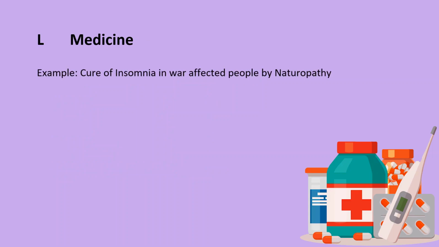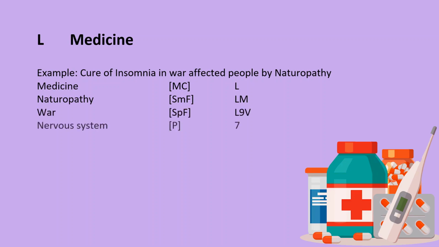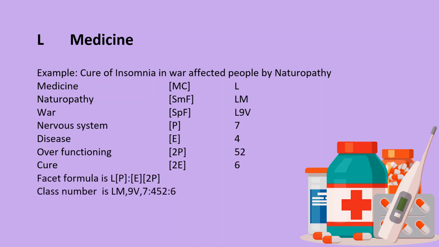Here is one example with both system and special facets. Cure of insomnia in war affected people by naturopathy. So, the system facet is naturopathy and the special facet is war medicine. So, the system facet will be LM, then L9V, therefore the class number will start as LM, 9V, then comma 7 the personality facet, then colon 4 disease, and 2P over functioning 5-2, then again colon 6 for cure in the second round energy facet.